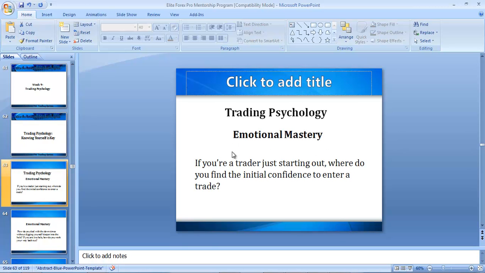If you're a trader just starting out, you have to find the initial confidence to enter a trade. It's very, very important. You have to go through the process, and then you can enter a trade. You have to master it. You have to master your emotions. You have to master everything, and then you go in. I'm just waiting and looking for it.